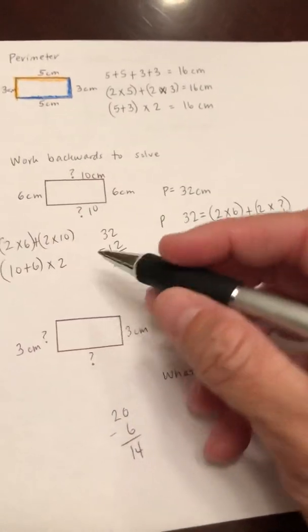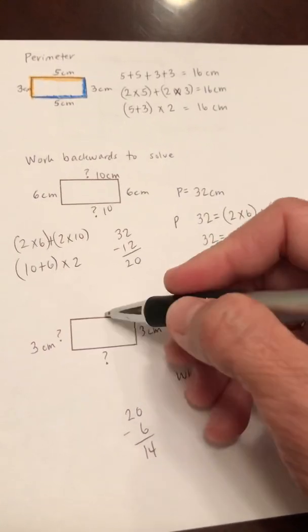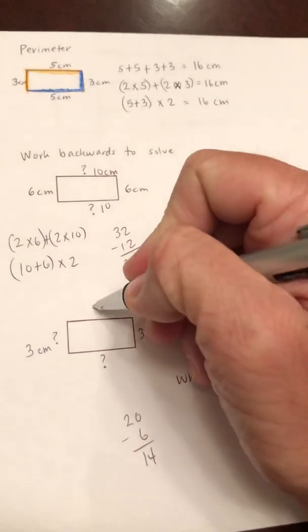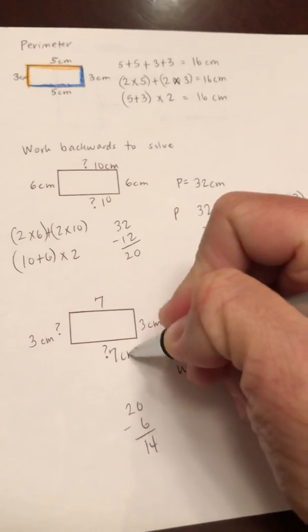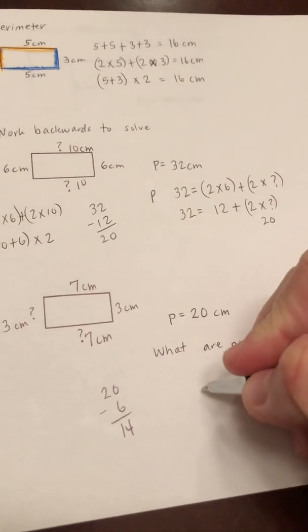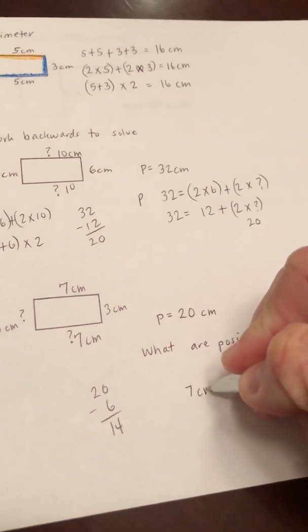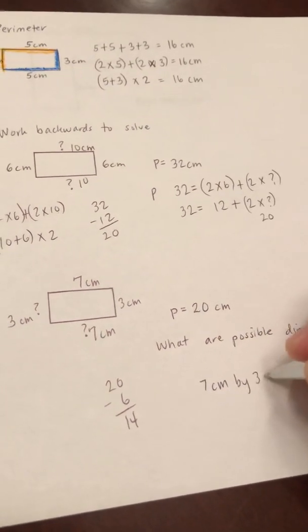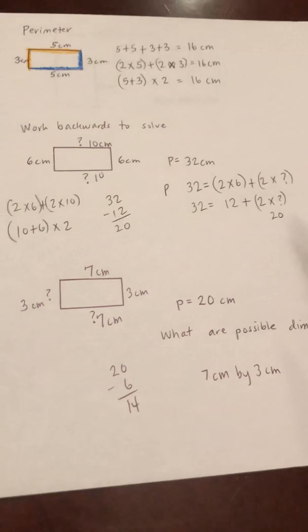This can't be 14. One of them has to be half of that so that both together can be 14. So this would have to be a 7. And this would have to be a 7 centimeters too. So that's a little bit of guess and check strategy. So one thing we could be would be a 7 centimeter by 3 centimeter rectangle.